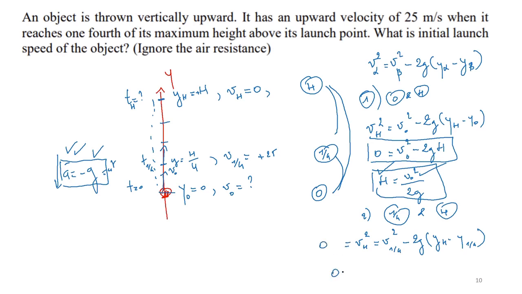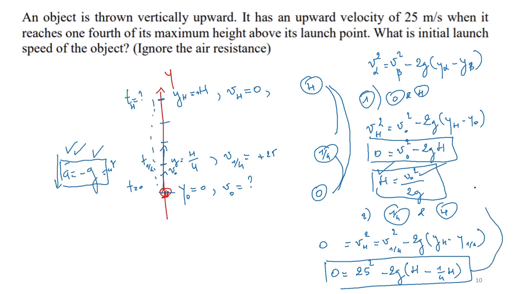So this will be equal to V1/4, which is 25 squared, minus 2G times (YH minus 1/4 of H). What is YH? Of course, it's H. So now I have my second equation, and this second equation will give me H. Once I get H, I can come to the first equation and get my V0.